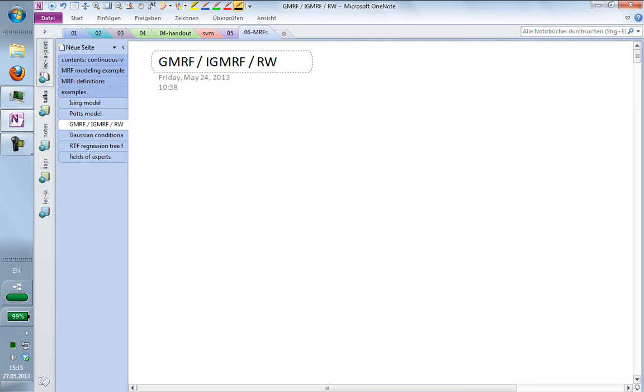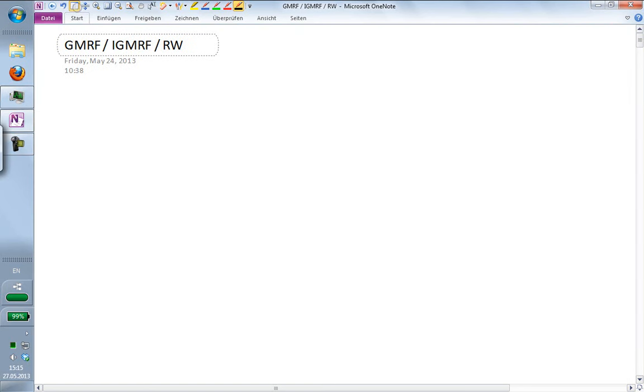Okay, so I want to spend the rest of the day talking about continuous valued Markov random fields, starting with Gaussian Markov random fields.